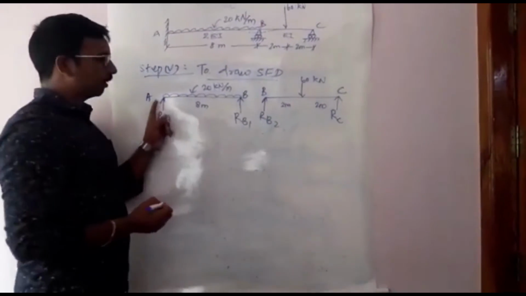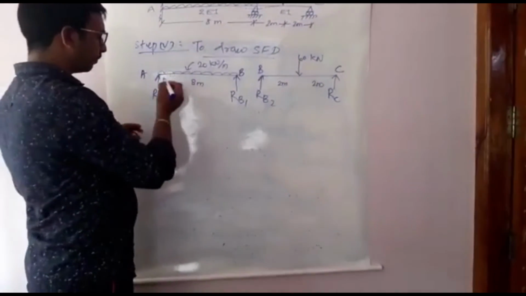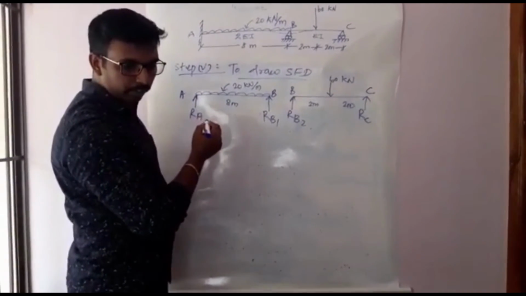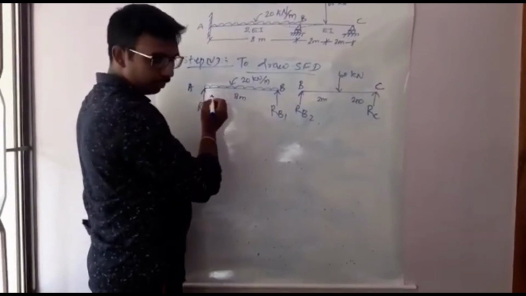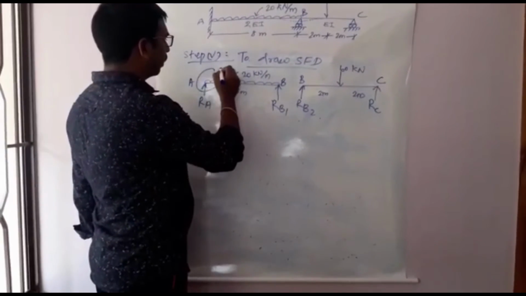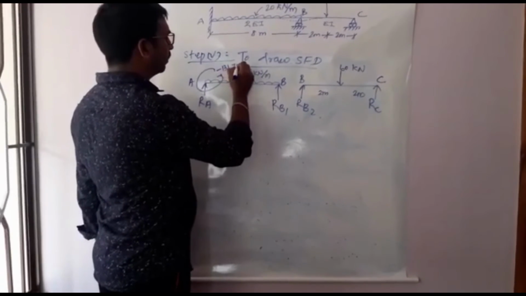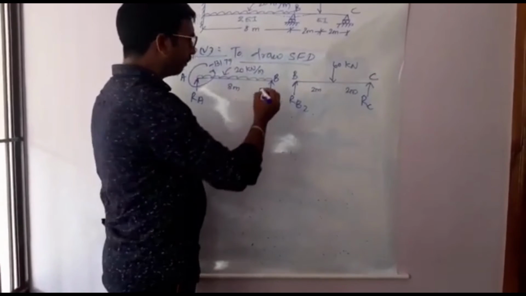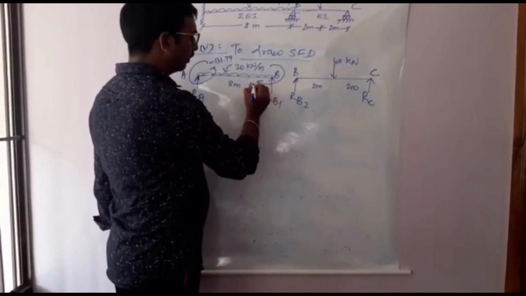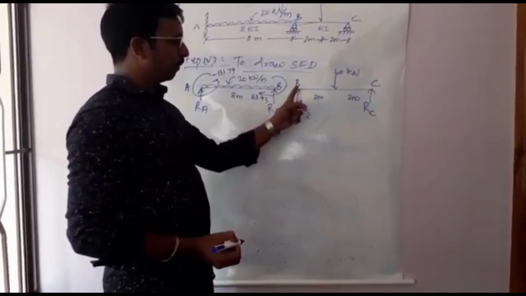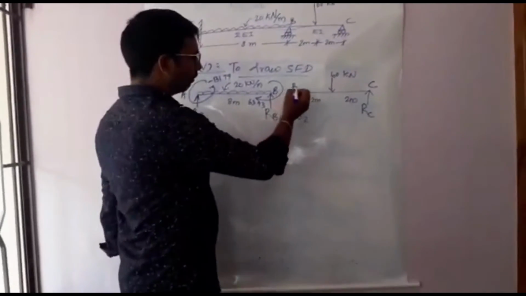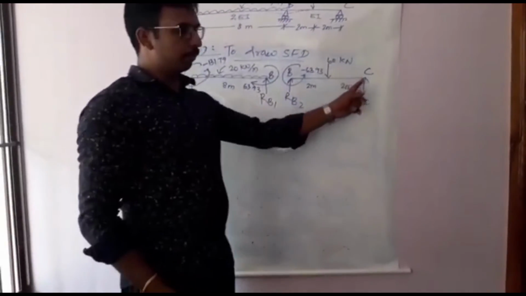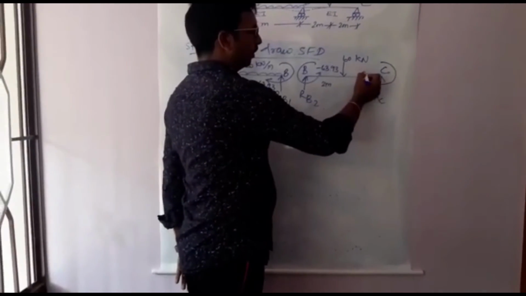Then you have to mark the moments. So MAB moment is minus 131.79, anti-clockwise. Then MBA is 63.93 in the clockwise direction. Then MBC is minus 63.93. Then MCB is 0, so put it as 0.